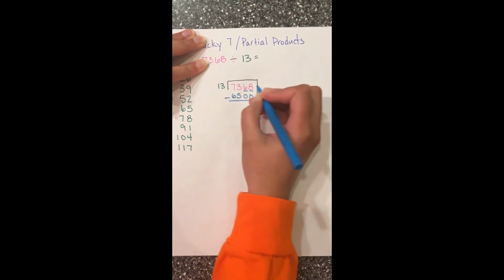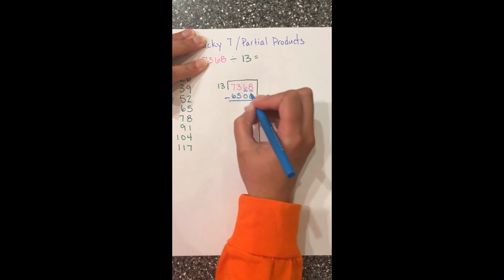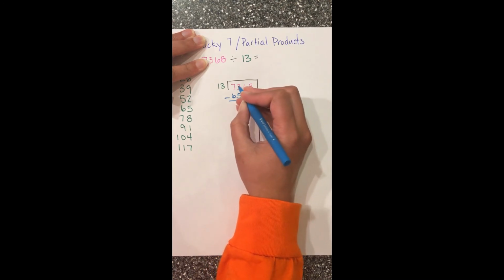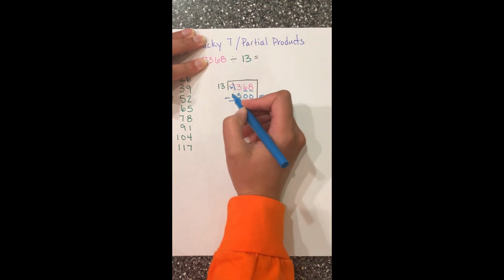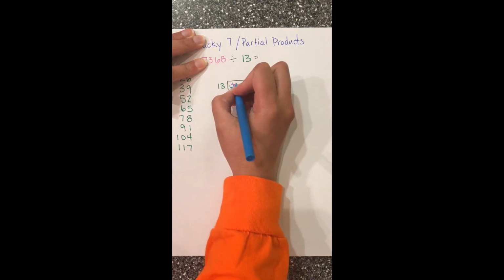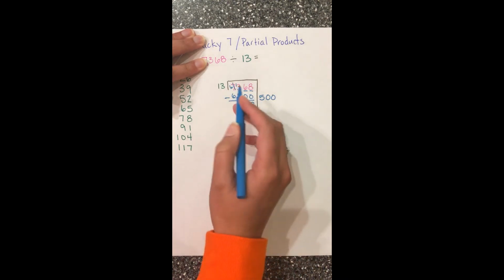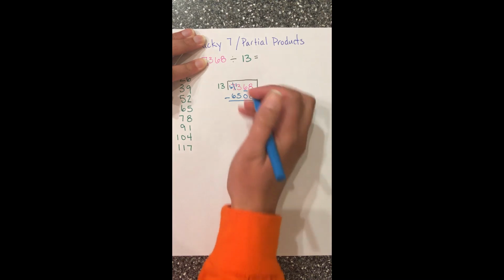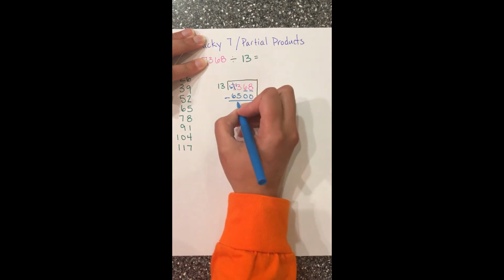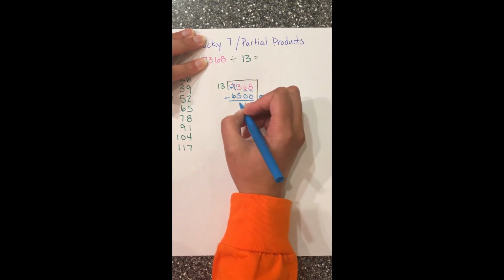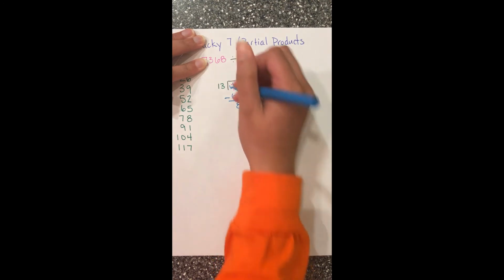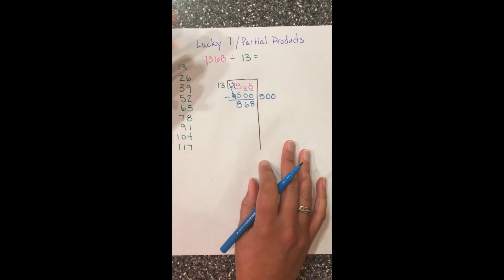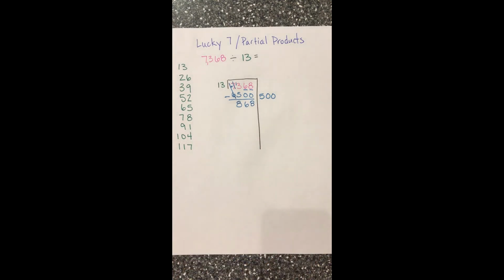Then we subtract. We go 8 minus 0 is 8, 6 minus 0 is 6, 3 minus 5, we cannot do it, so we have to regroup and borrow. So we take a group of 10 out of this, and we add 10 plus 3, which is 13. We go 13 minus 5, which equals 8. And we go 6 minus 6, which gives you 0. And then you do it all over again.